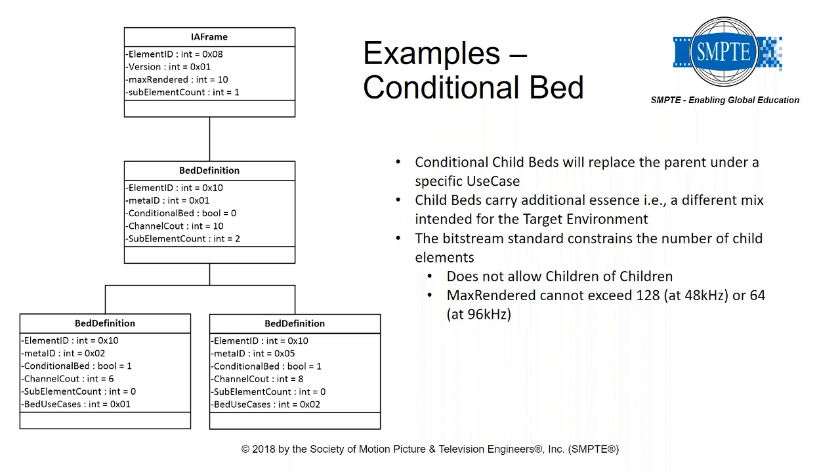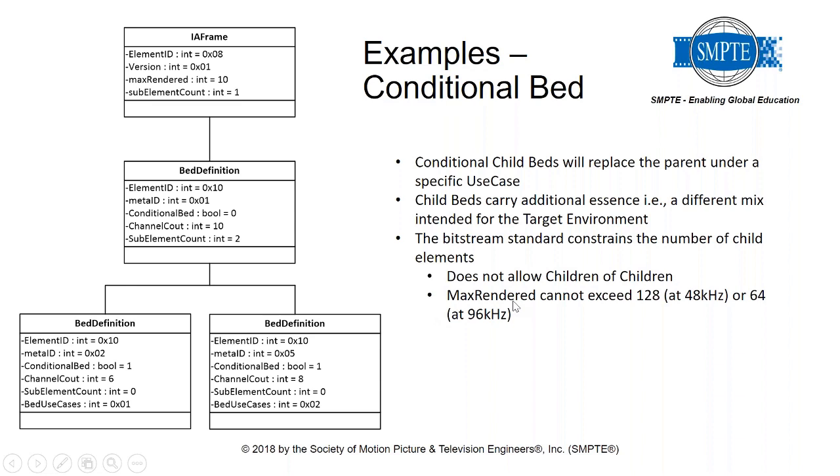And as I alluded to, the Bitstream standard does constrain the number of child elements. It does not allow children of children. So, for instance, you can't have a child bed definition element under this bed. You couldn't have a child under this bed. You could have any number of child beds at this level.